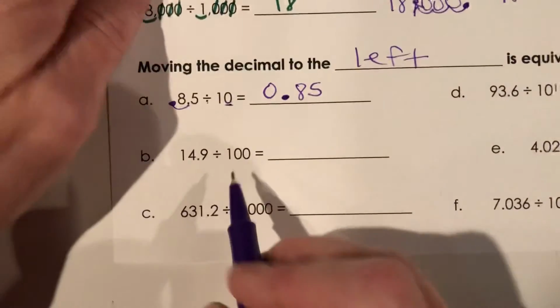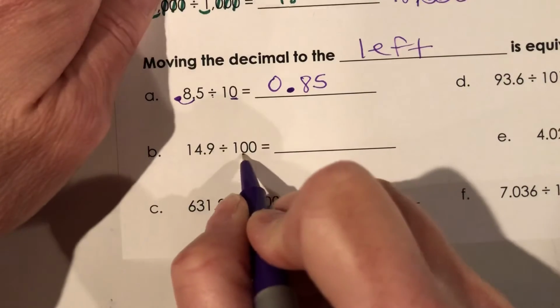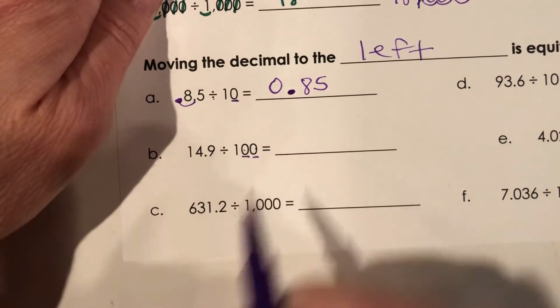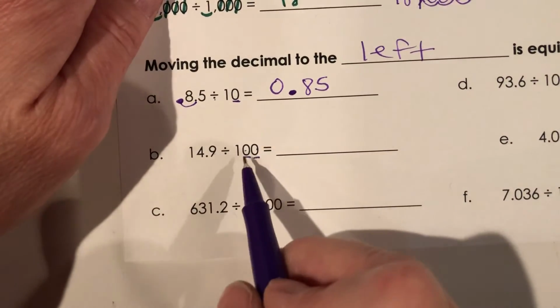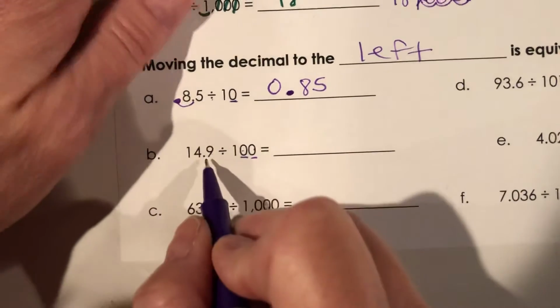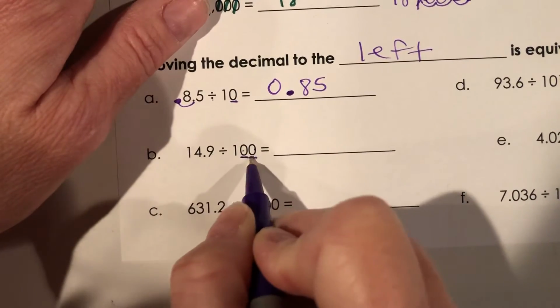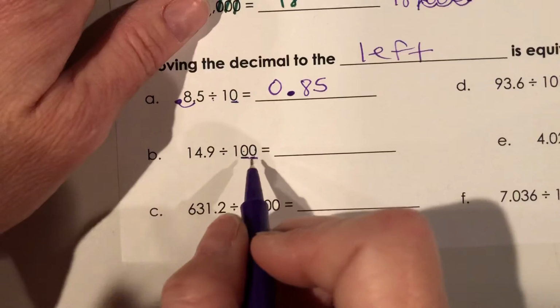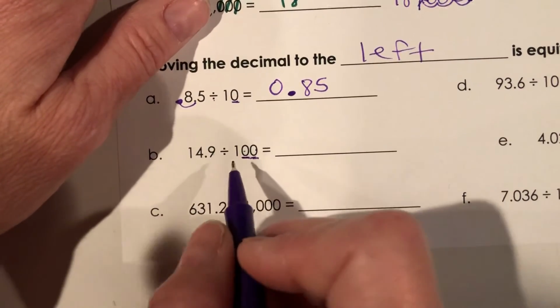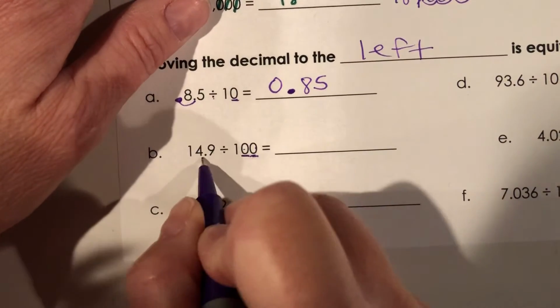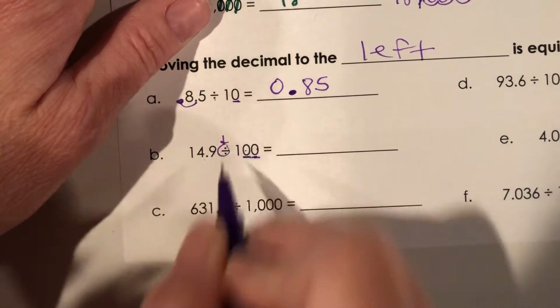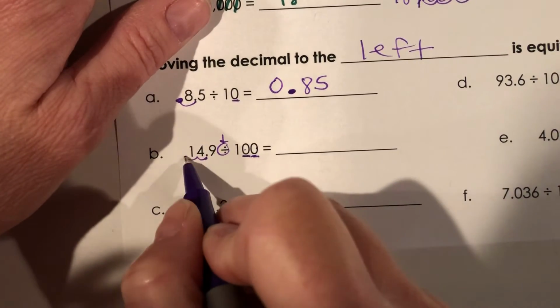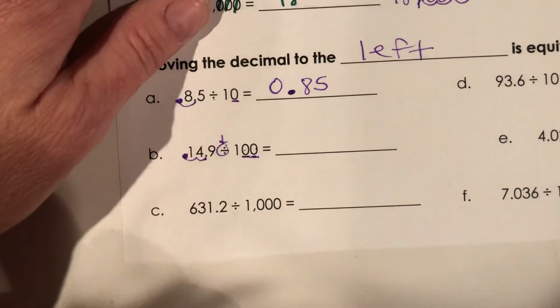In this next one, I have 14 and 9/10 divided by 100. That's like dividing by 10 twice, because 100 is the same as 10 times 10. If I'm dividing by 100, that means I'm going to move 2 places to the left because this is division. I want a lower value. So 1, 2, it would be in the front.